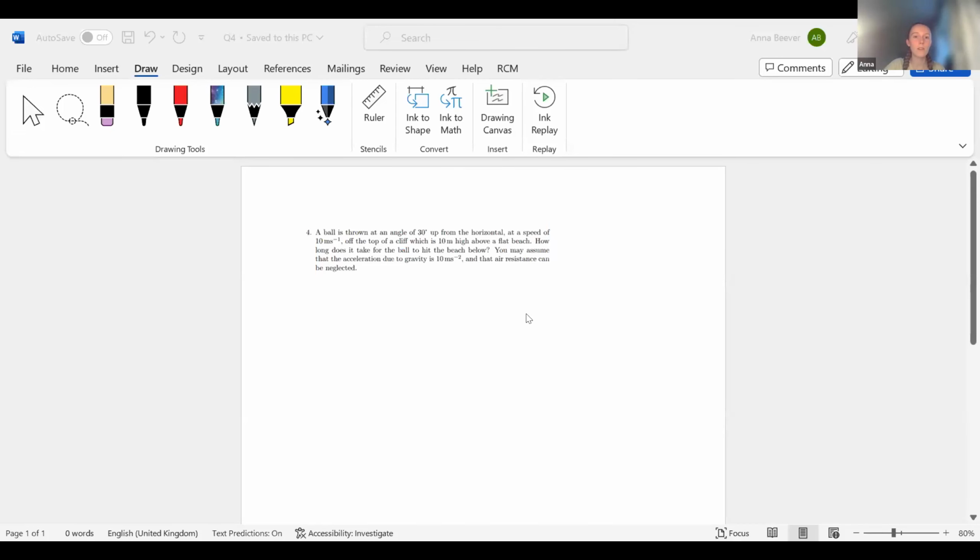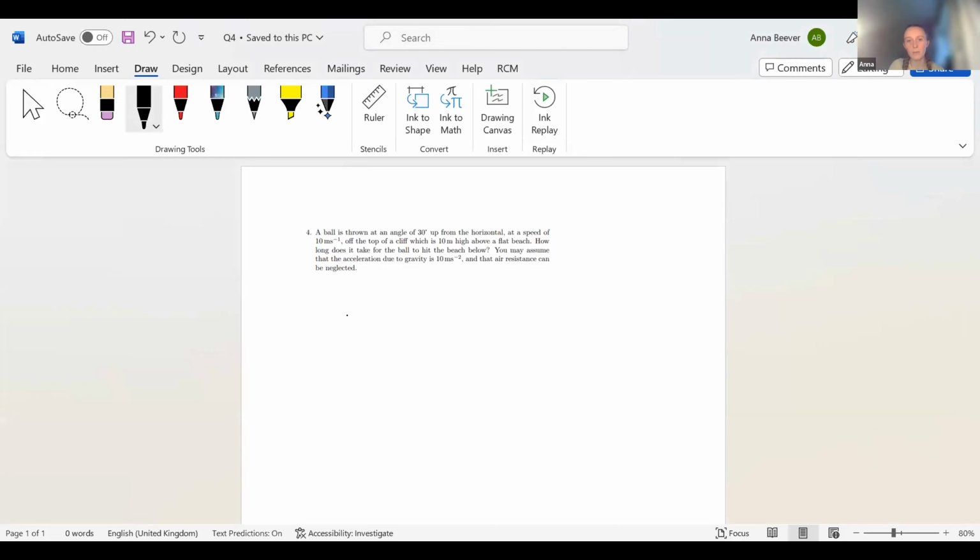Yep, we can see your screen, I can see your pens. Perfect. So yes, question 4. We have a ball thrown at an angle of 30 degrees up from the horizontal at a speed of 10 meters per second off the top of a cliff, which is 10 meters high above a flat beach. So like Nina kept saying, it's a really good idea to draw a picture.